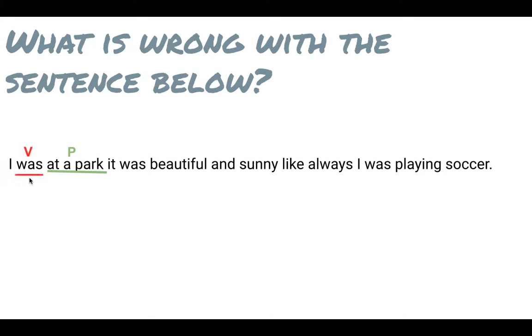Was, I was, don't forget that that is a verb just like is. I was at a park. Here it is again. Was beautiful and sunny like always. I was, but here it's part of a verb phrase, was playing soccer. Now let's look for the subjects. So this verb, I was at a park. It was beautiful and sunny like always. I was playing soccer. So now we see that the formula is SV, SV, SV.